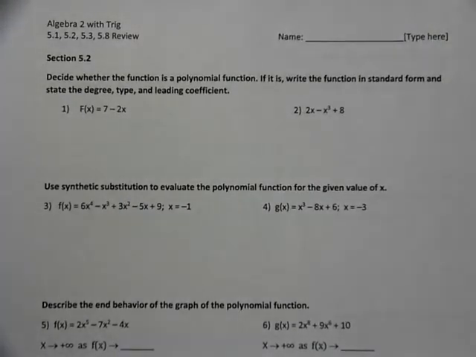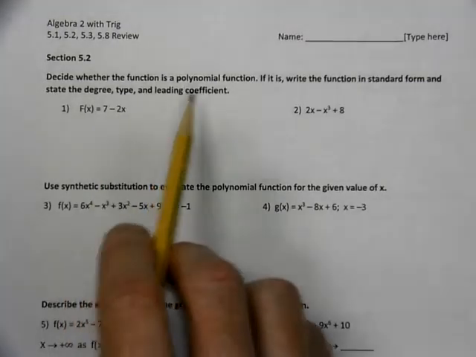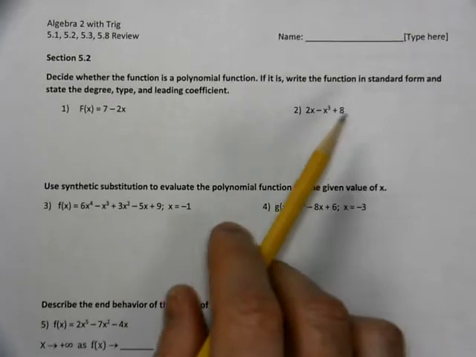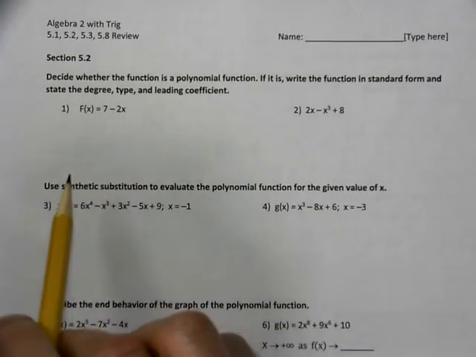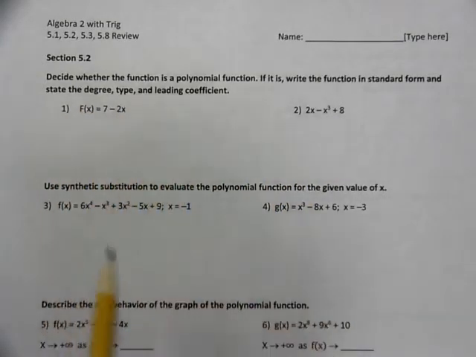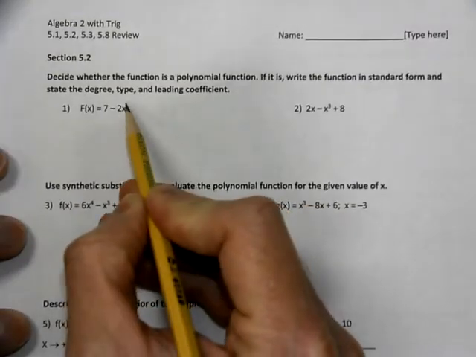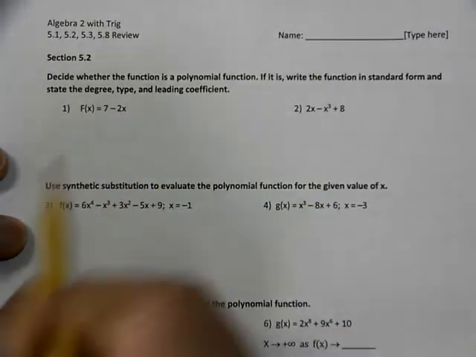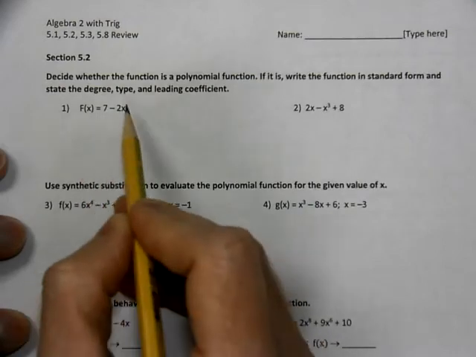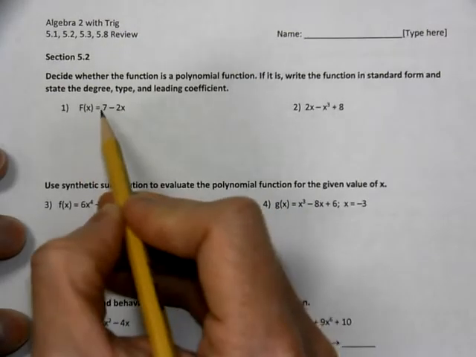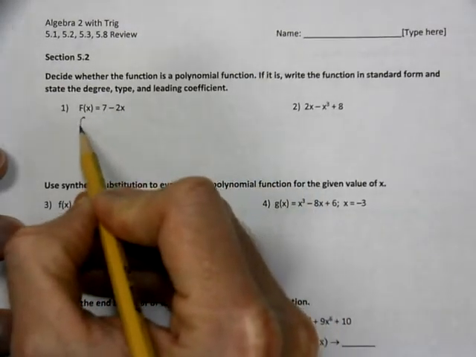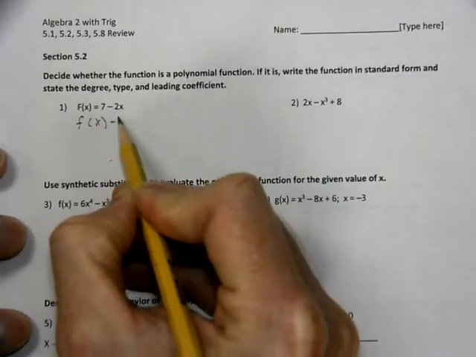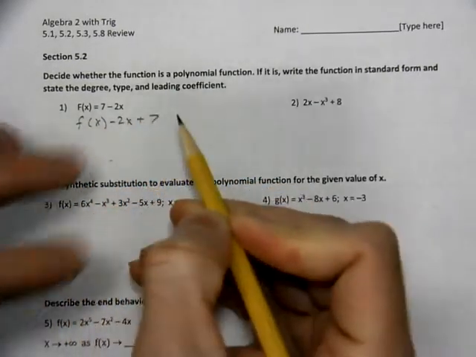This is the review for 5.1, 5.2, 5.3, and 5.8. We're going to look at determining if this is a polynomial function, and then we'll look at writing it in standard form, doing the degree, the type, and the leading coefficient. Because the exponent is a 1, we know that this is a linear equation. So standard form would be negative 2x plus 7.